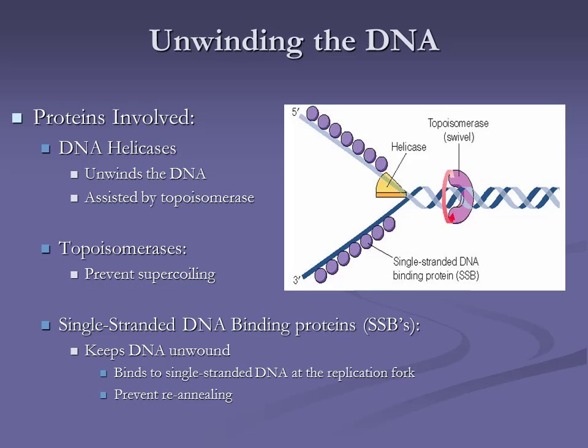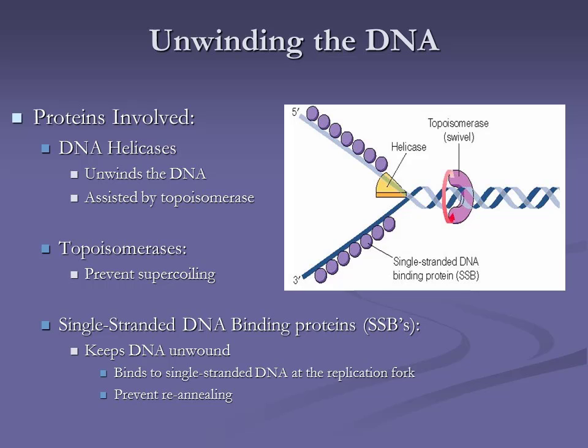Now, as helicase is unzipping, it creates tension in front of the chromosome, more supercoiling. So what enzyme do we know releases supercoiling? Topoisomerase. We learned about topoisomerase yesterday. Now we have two different kinds of topoisomerases. Do you remember what their names were? Topoisomerase 1 and 2. What's the difference between 1 and 2?